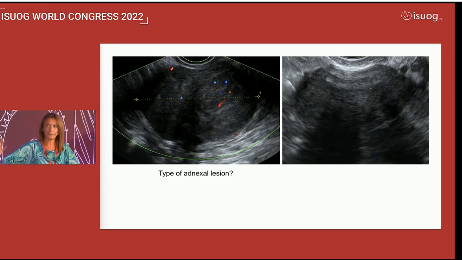Type? What do you mean? The morphology, like unilocular, solid, multilocular. Okay, so you're asking me the morphological category described by IOTA, right? Yes. So it appears to be solid.